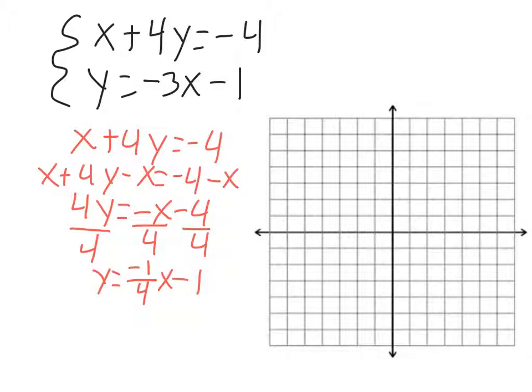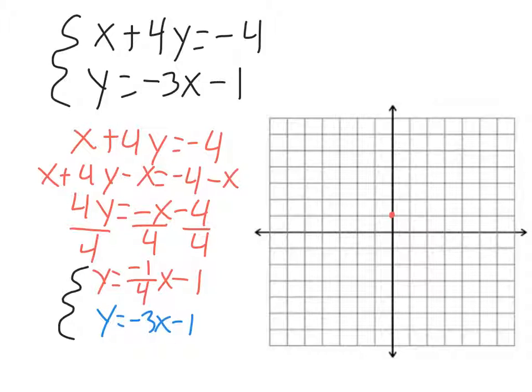Now that we're down here, let's write the other equation down here. Y equals negative 3x minus 1. So this is still our system of equations, just rewritten. So let's graph it from down here. So we have our y equals negative 1/4 x minus 1. So the y-intercept is negative 1.